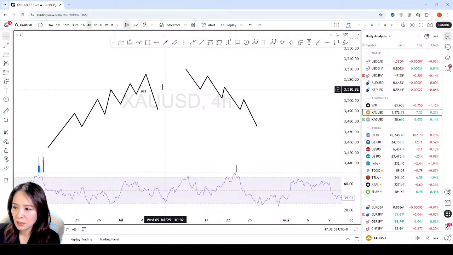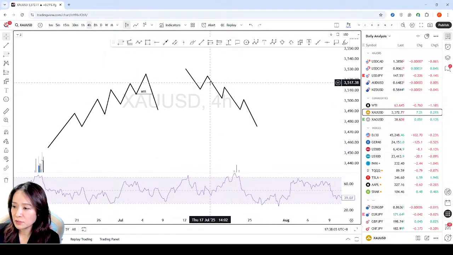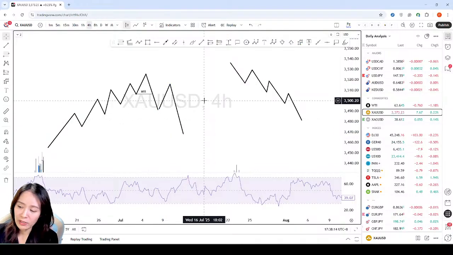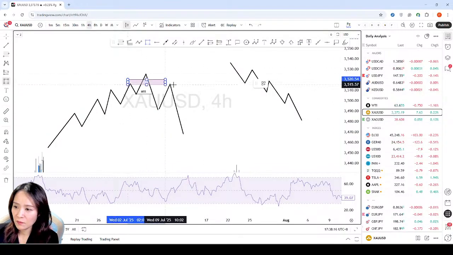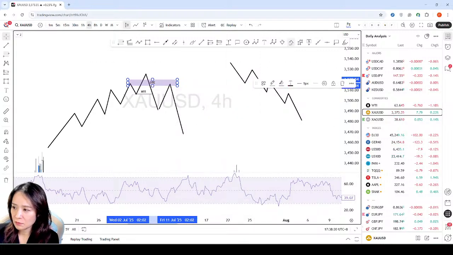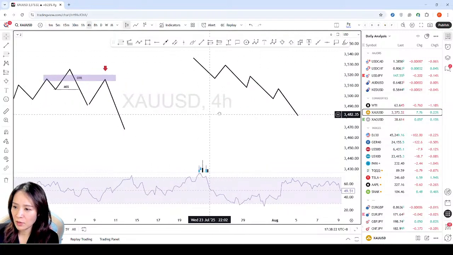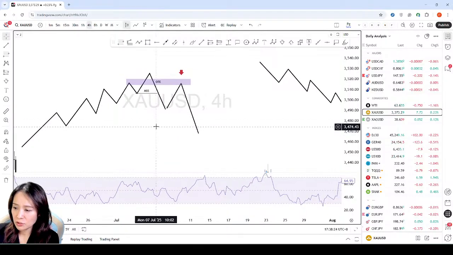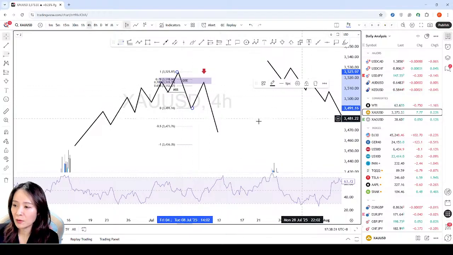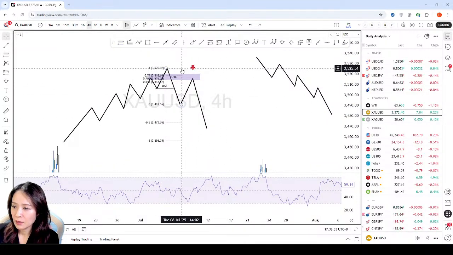For the strategy, you need to wait for price to pull back to the OTE or optimal trade entry, which is somewhere around here, and then you sell at this zone. For the optimal trade entry, what is the Fibonacci setting? You pull from your swing high to the swing low. This is my OTE.